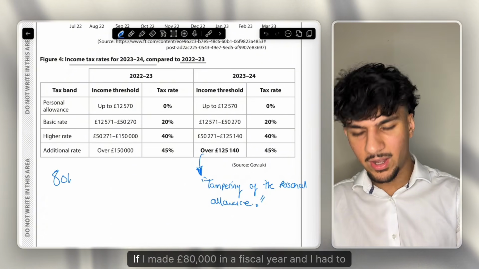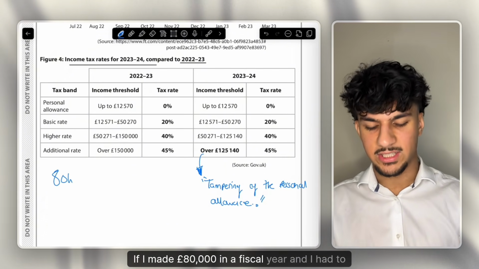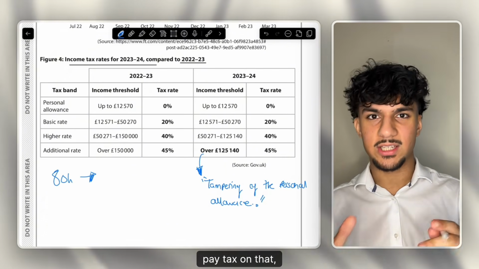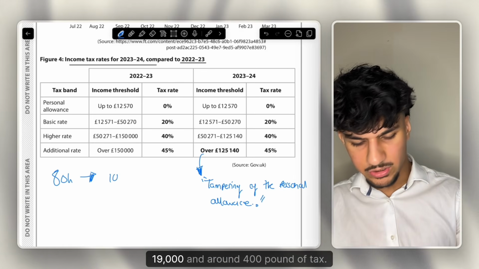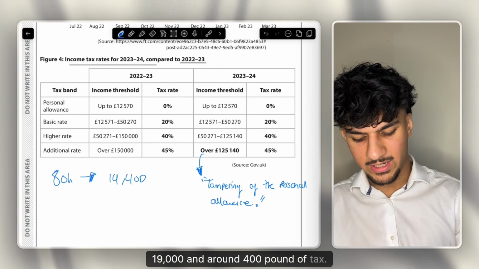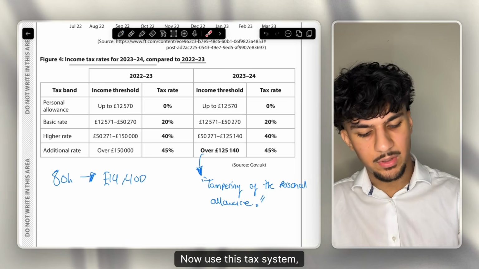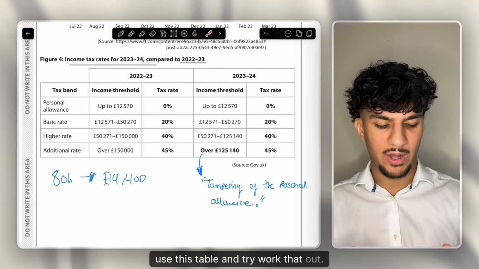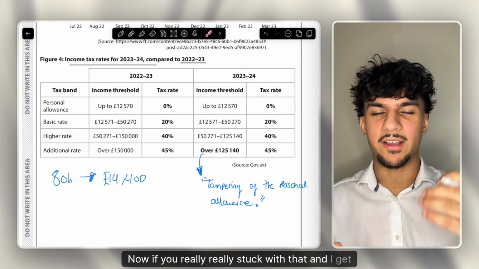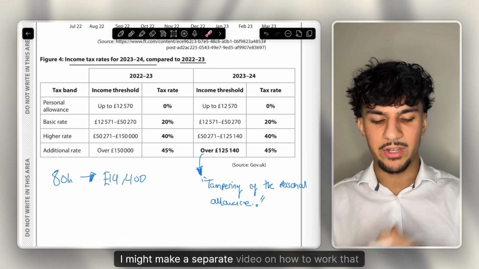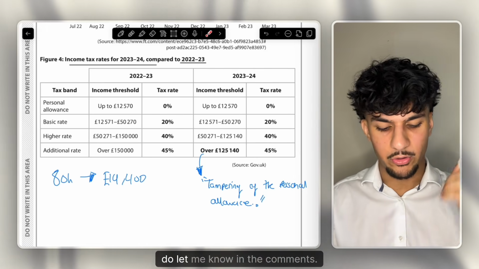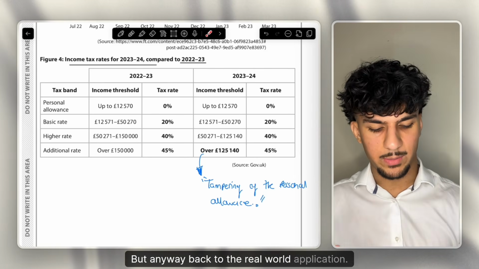So, for example, if I made £80,000 in a fiscal year and I had to pay tax on that, I would pay £19,000 and around £400 of tax. Now, use this tax system, use this table, and try to work that out. If you're really stuck with that, and I get a few comments on this, I might make a separate video on how to work that out. But yeah, do let me know in the comments. But anyway, back to the real world application.